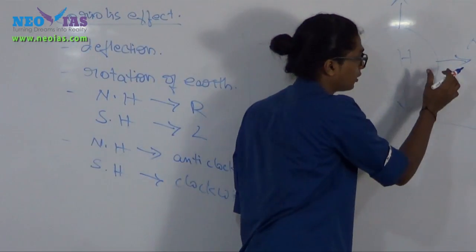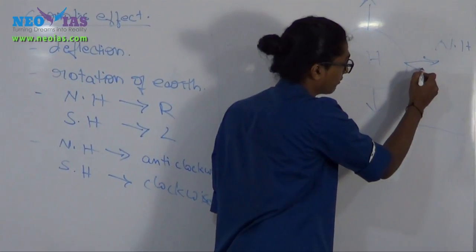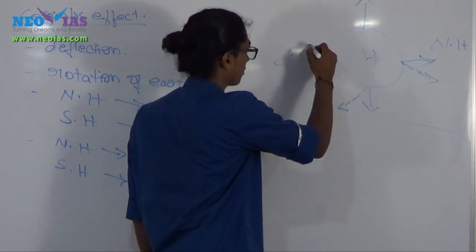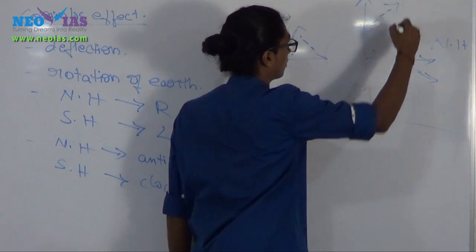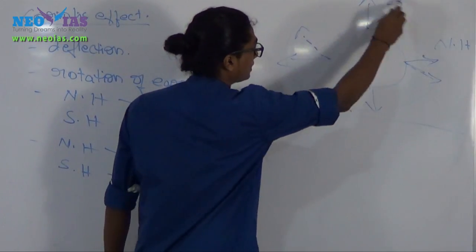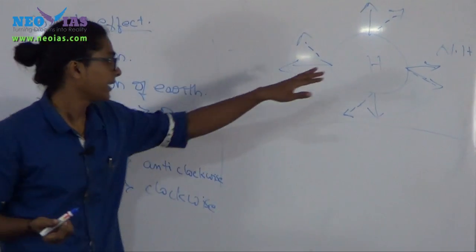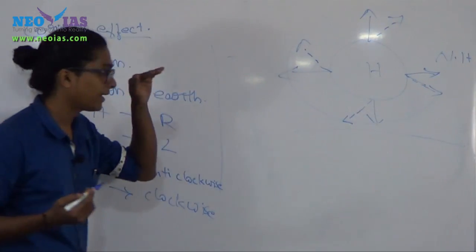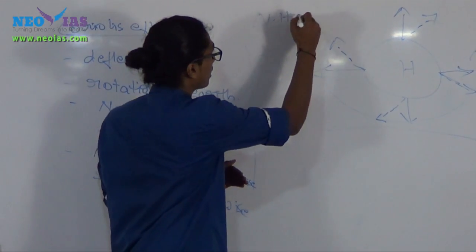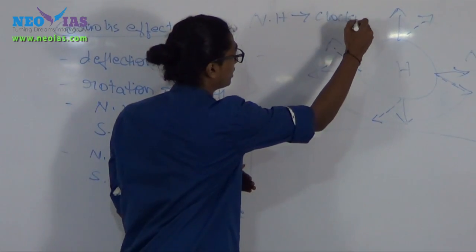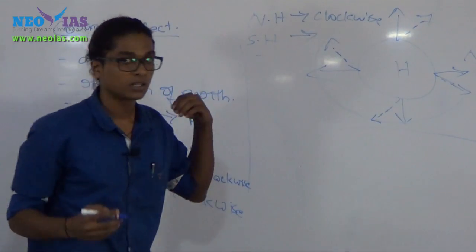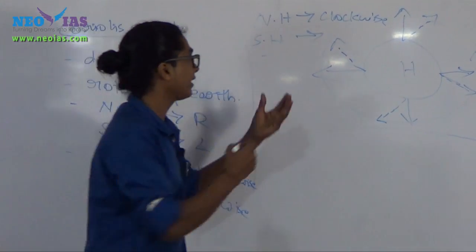Now, if this is happening in the northern hemisphere, in which direction will it get deflected? Towards this direction, right? Now, if we connect this rotation, we will understand that in the northern hemisphere, if it is an anticyclonic condition, we will have a clockwise rotation, and the opposite will be there in the southern hemisphere, where it will be anti-clockwise rotation.